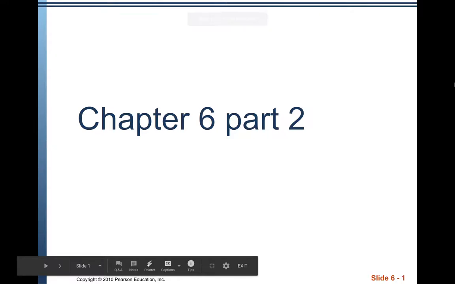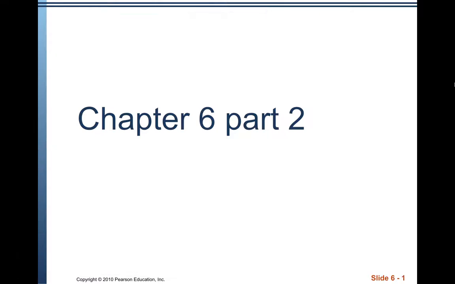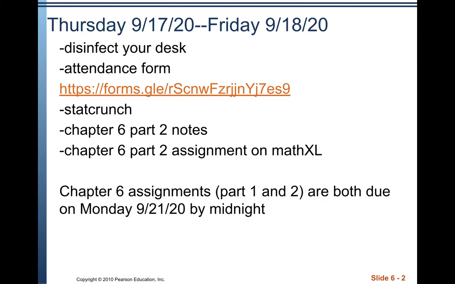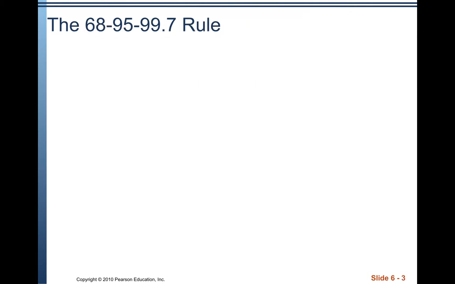All right, we are going to continue on with chapter six today, the second part of chapter six. Last time we focused mainly on the z-score aspect of the normal distribution or bell curve. Today, we're actually going to learn about how to find different probabilities and solve different types of problems using the normal distribution. So, let's get started.